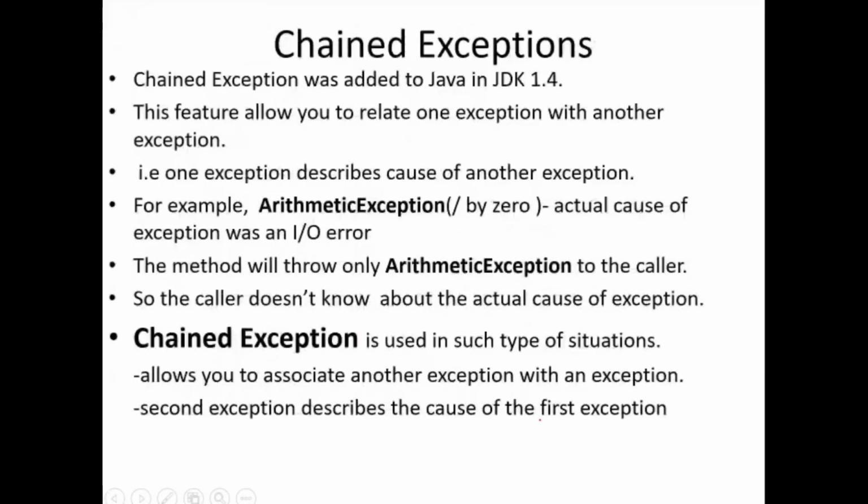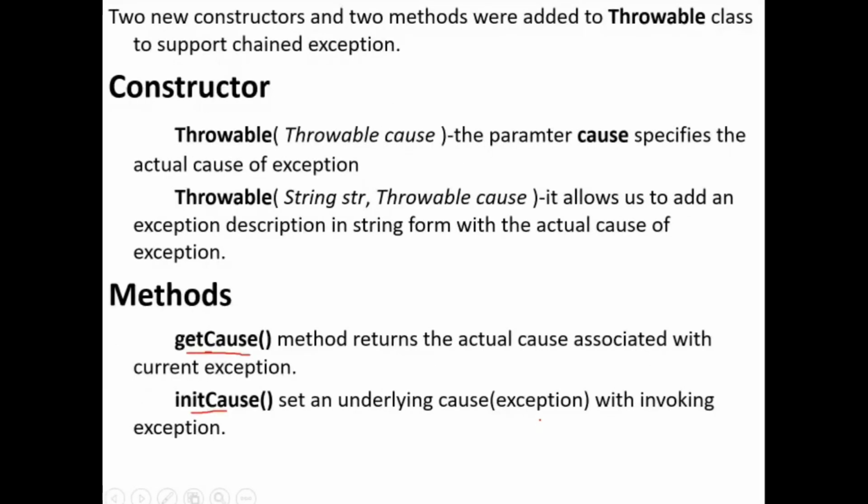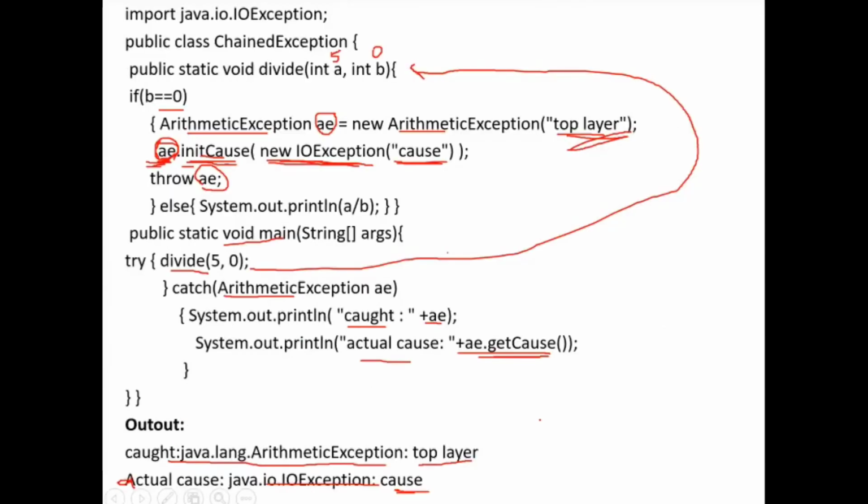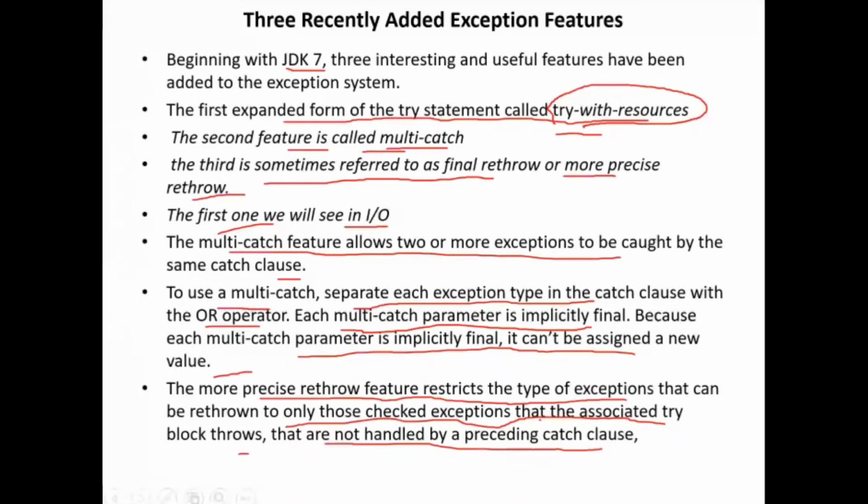And then chained exceptions: you can associate one exception with another using the initCause method, and using the getCause method you can get the actual cause of that exception. Three new features were added in JDK 1.7. One is try-with-resources, which we will see in the IO classes. Another is multi-catch, where a single catch block can catch more than one type of exception by separating them with the or operator.